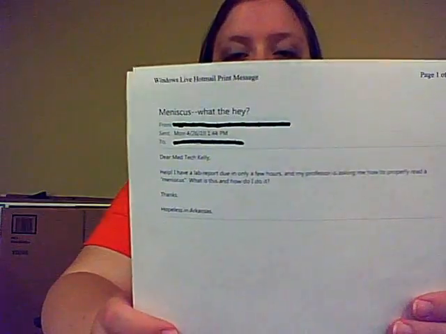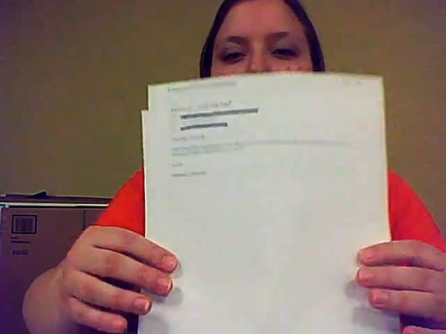Dear MedTech Kelly, help! I have a lab report due in only a few hours, and my professor asked me how to properly read a meniscus. What is this and how do I do it? Thanks, Hopeless in Arkansas. I keep wanting to say Arkansas. It's not the same thing. Arkansas. First off, Arkansas. Your question is related to the second one I have today from Tuscaloosa.